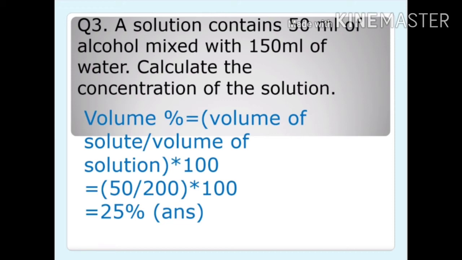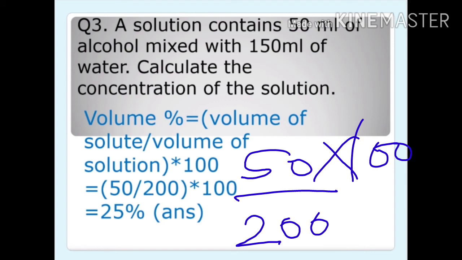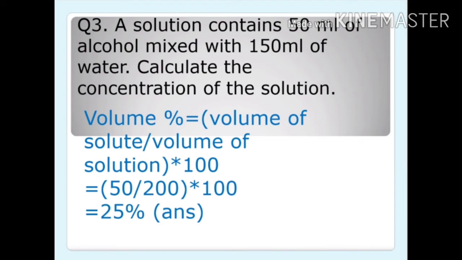Volume percent is equals to volume of solute upon volume of solution into 100. So volume of solute क्या है? Alcohol. Alcohol कितना है? 50 ml. So 50 upon volume of solution क्या होगा? Solute plus solvent. Solute कितना है? 50 ml alcohol plus solvent कितना है? 150 ml of water. So 50 plus 150 is equals to 200 is the volume of solution. So 50 upon 200 into 100. If we will calculate this, we'll get 25%. So the concentration of the solution, that is volume percentage, is 25%.